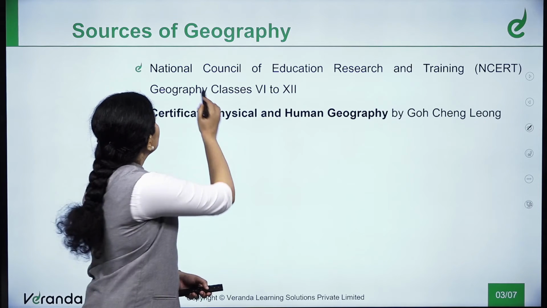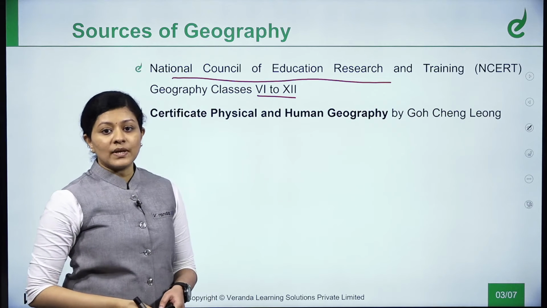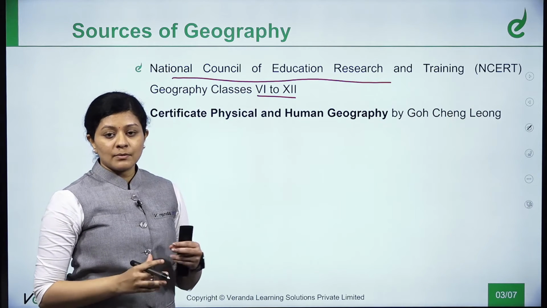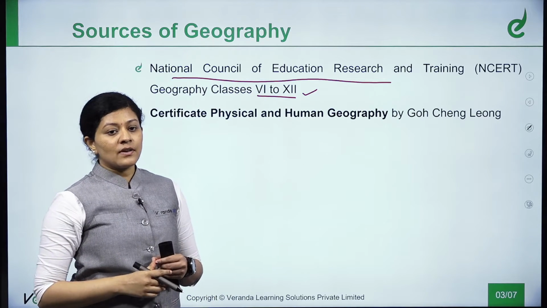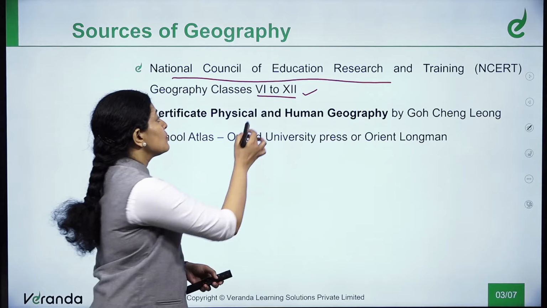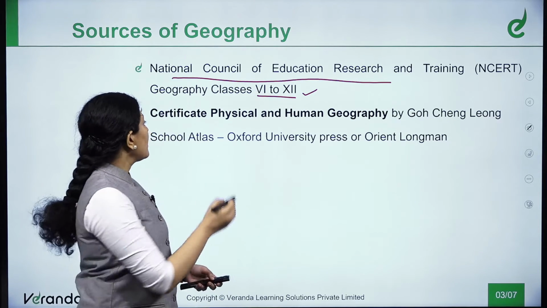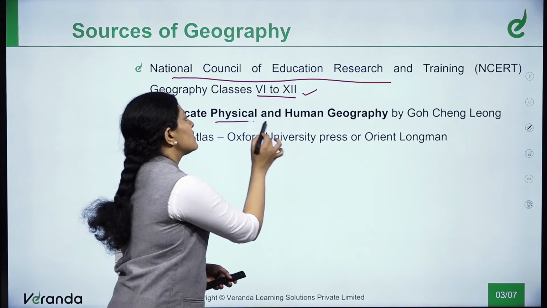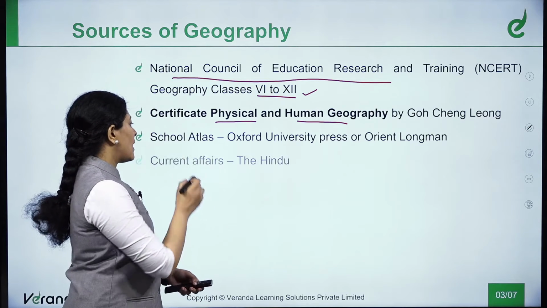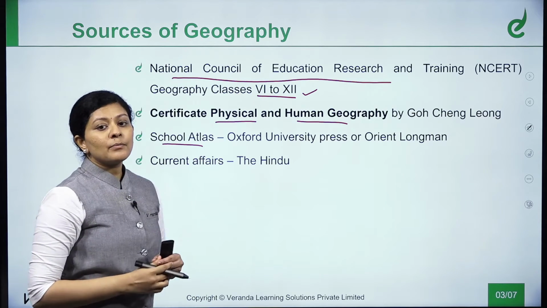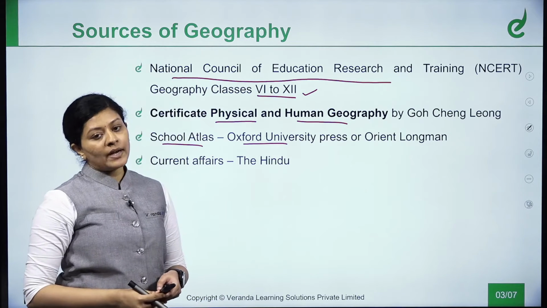First of all, we'll stick to the NCERT books of class 6 to 12. This book is published by the Government of India, so it stays as the authentic source for almost all the subjects. With respect to geography, we are supposed to stick to class 6 to 12 to build your basic understanding and conceptual understanding. Other than that, we'll have to stick to Certificate Physical and Human Geography by Goh Cheng Leong, or G.C. Leong. And we'll have to refer to the books with the atlas. You can stick to the Oxford University Press or Orient Longman Atlas.